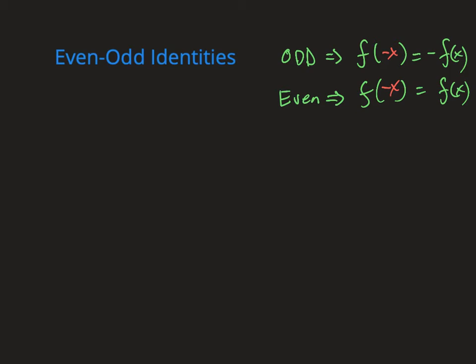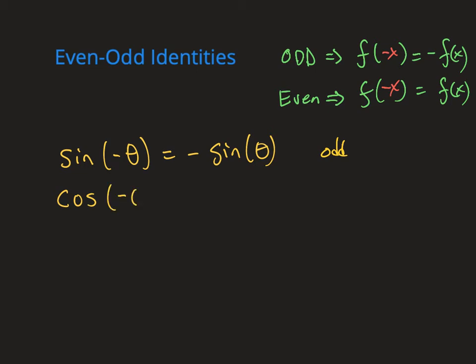So the even-odd identities that I want to state for you, basically there's one for each of the trig functions. So we'll start with the sine function. The sine of negative theta happens to be odd, so this is going to be negative sine of theta. Right? And just know that sine is odd. Cosine turns out to be an even function, so the cosine of negative theta is the same as the cosine of theta.